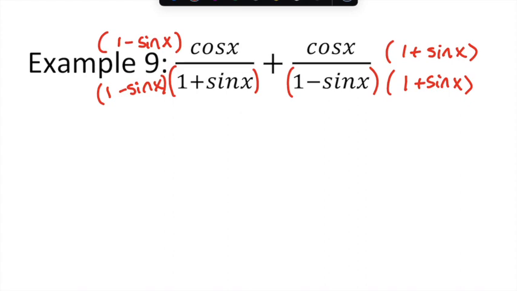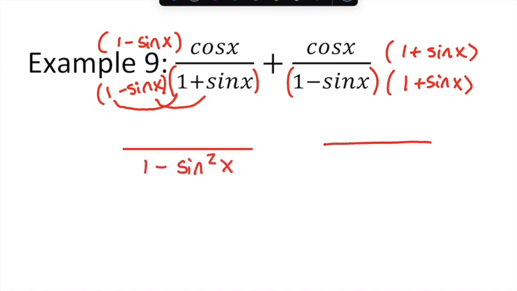In the denominators, I'm going to go ahead and simplify. Since they're conjugates, they should clean up here. What would you get when you FOIL those together? 1 minus sine squared of x. That's actually going to happen for both fractions.